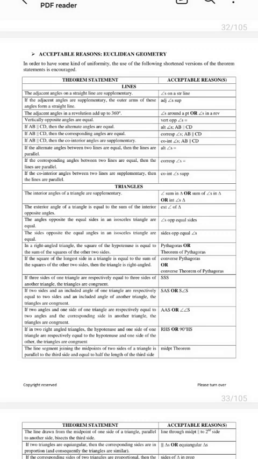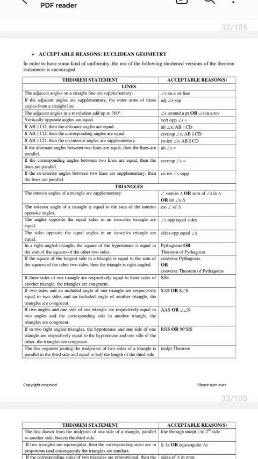Can we double tap on the screen, guys, so that we can get the live likes up, so that the live is visible? The interior angles of a triangle are supplementary is our first statement there. Right? We start right there. The interior angles of a triangle are supplementary.